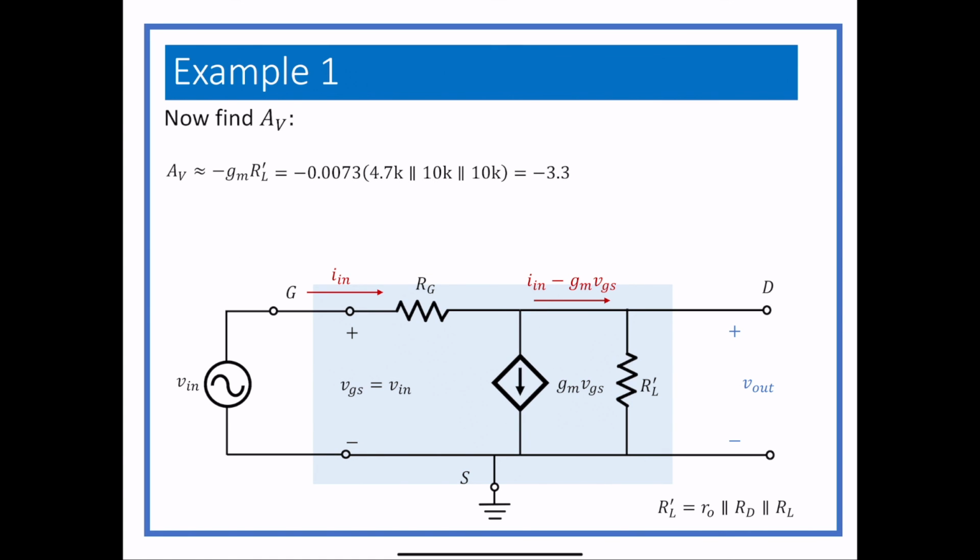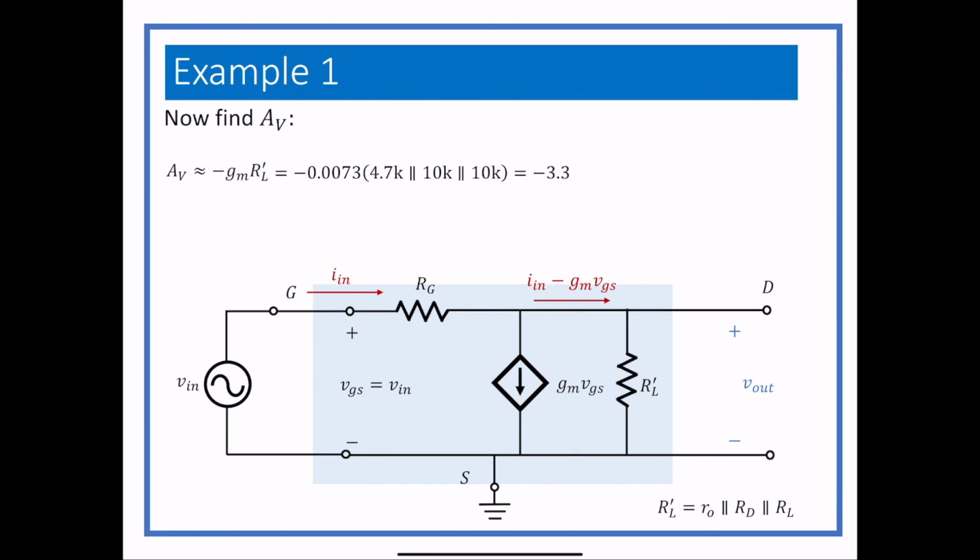We know gm is 0.0073. We can take those three resistors in parallel and we get minus 3.3. And what this means is that the output will be 3.3 times bigger and inverted. So again, if the peak input is one value and you're asked for the peak output, the negative sign isn't going to make a difference. In fact, the negative sign would give you the peak negative, but you don't necessarily have to include the negative sign for that. That's just telling you that it's inverted.